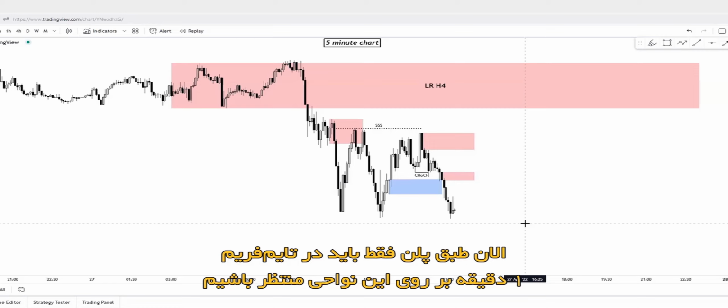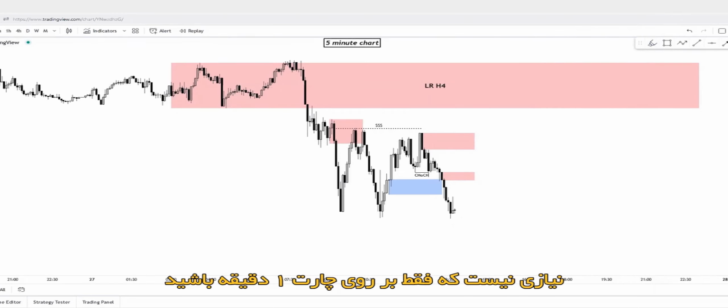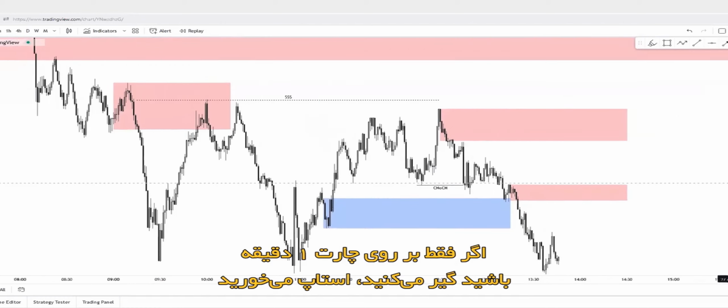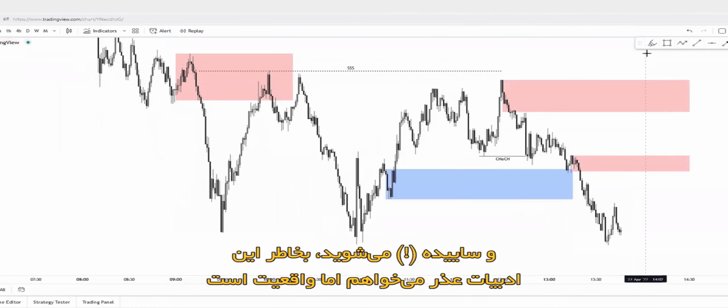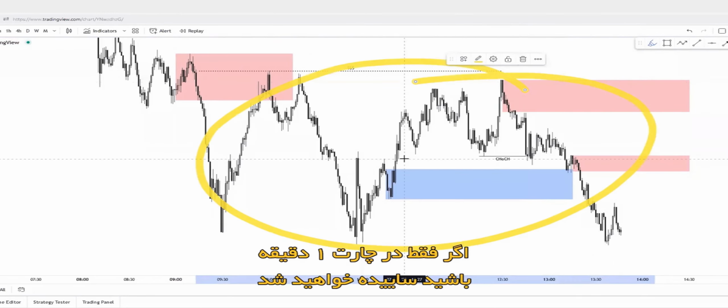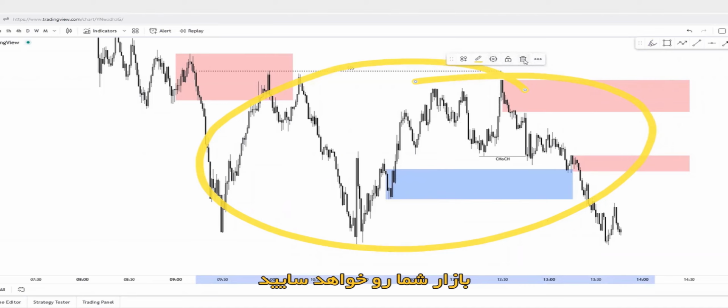And now all we have to do is wait for a 1-minute confirmation inside of these zones according to our plan. You're using the 1-minute chart for confirmations. You don't have to live on the 1-minute chart. If you're living on the 1-minute chart, you'll get stuck, you'll get swept, you'll get fucked. Sorry for my language, but that's true. If you're living on the 1-minute chart only, you'll get fucked for real. The market will fuck you.